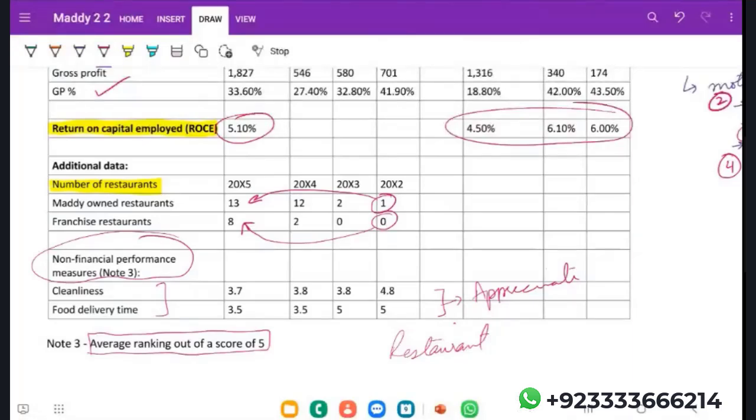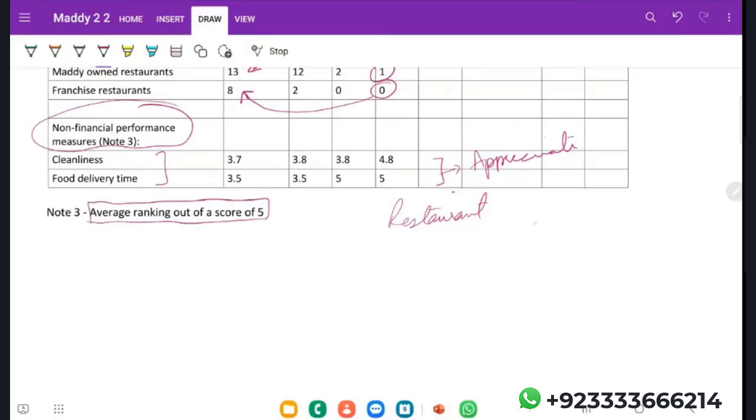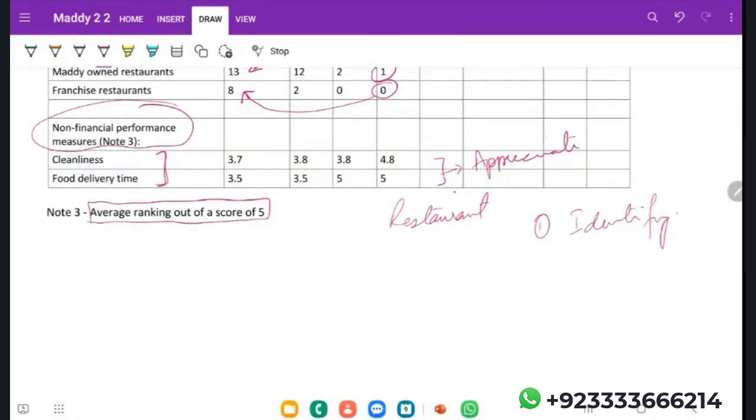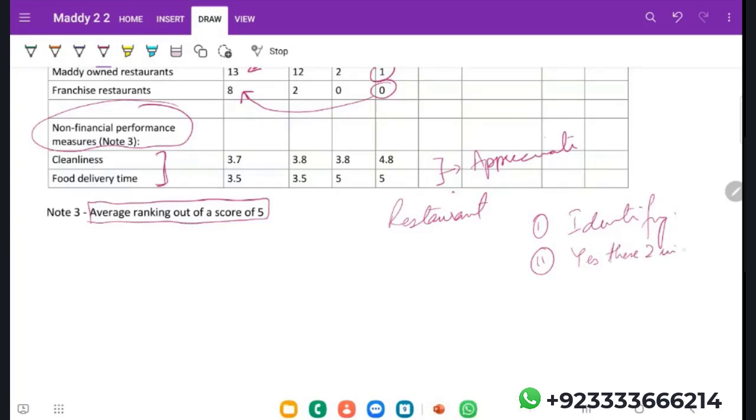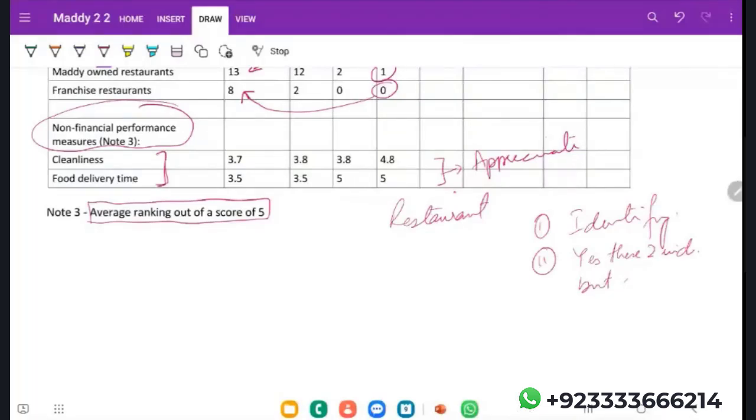So what are the four things we have identified? The first is that we need to identify how this has been measured. We know that there are two indicators. The second thing is whether they are appropriate or not. Yes, these two indicators are appropriate, but they are not fully serving the purpose. The third thing is the recommendation part. The company can have a complete feedback form which includes quality of food, portion size, price, ambience, and everything.